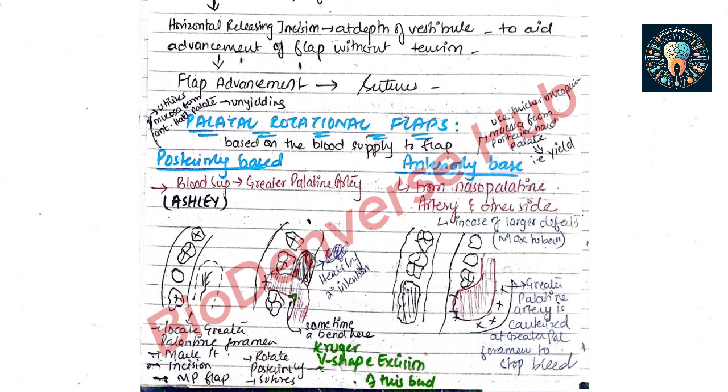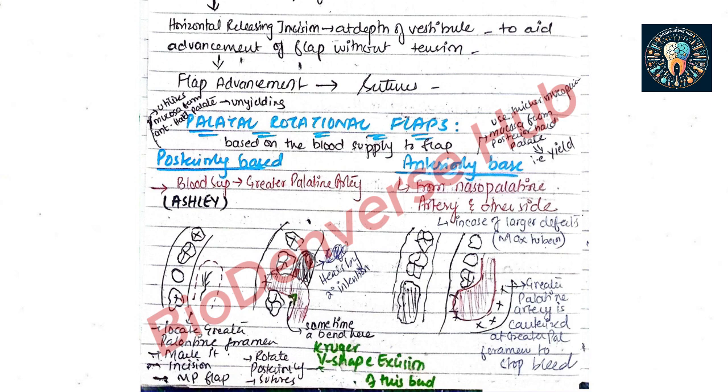Remember that. Now we will be discussing the anteriorly based ones. Anteriorly based ones use the thicker mucoperiosteum mucosa from the posterior hard palate, that is yielding one. As far as the blood supply source is concerned, it is from the nasopalatine artery of the same side and of the other side as well. So in case of large defect or maxillary tuberosity defect, you can use this one. So the process is the same.